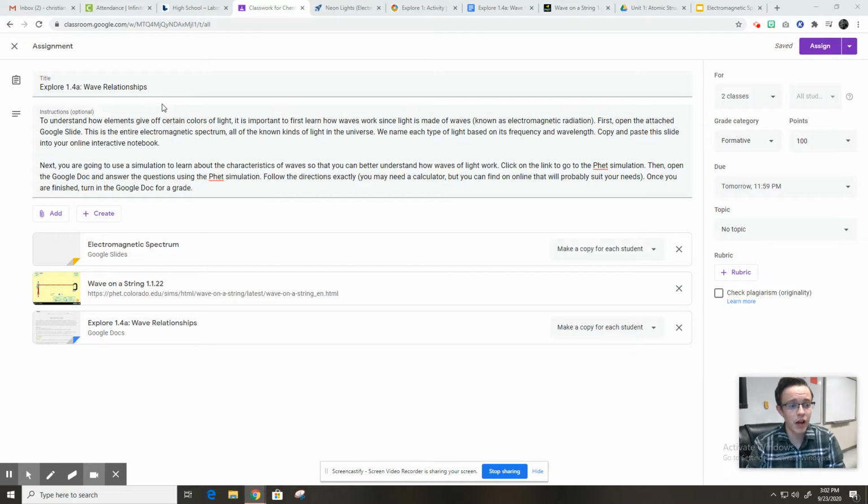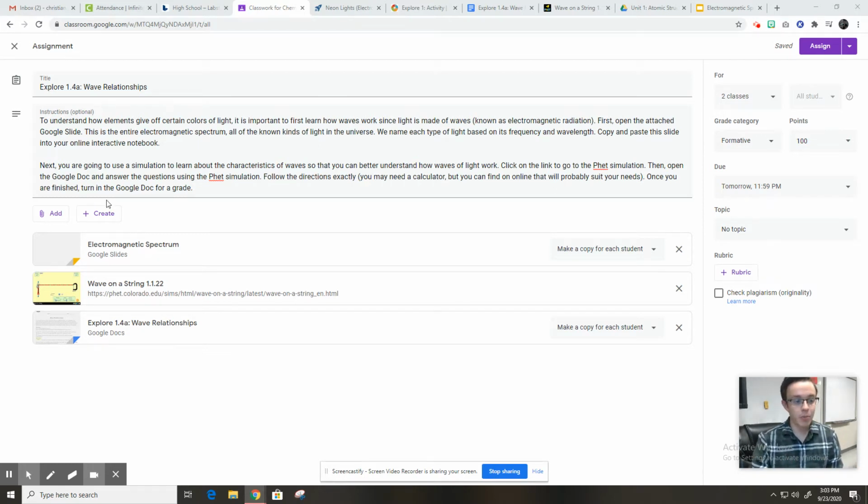So what I'm going to do with this specific assignment, Explore 1.4a, is you're going to learn some of the characteristics of waves, and hopefully that will help you better understand the different characteristics of light waves that some elements give off. Okay, so here's what you're going to do. It says to understand how elements give off certain colors of light, it is important to first understand how waves work, since light is made of waves, and we call this electromagnetic radiation. That's just a very fancy way of saying light waves, waves of light.